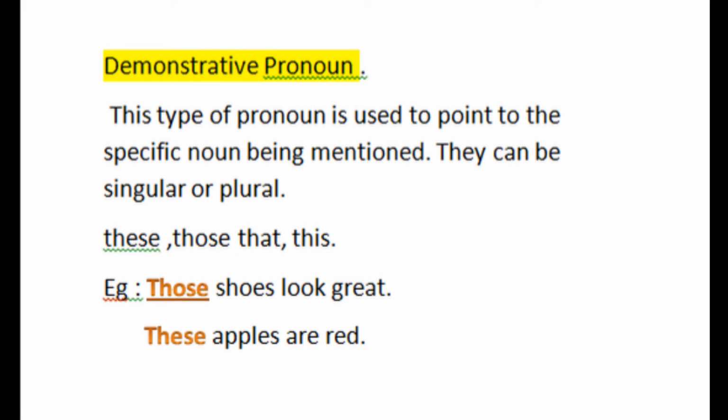Demonstrative pronoun. This type of pronoun is used to point to the specific noun being mentioned. They can be singular or plural. For example, this, these, those, that. Those shoes look great. Here, those is a demonstrative pronoun. In the second example, these apples are red. These is a demonstrative pronoun.